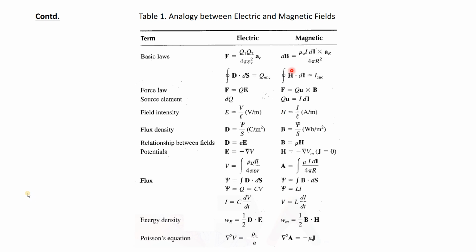We can draw an analogy like that, because suppose we talk about force. The basic law of force: in electrostatics we know Coulomb's law of force. In the magnetic field we also have a similar kind of force, which is called dF. That means the force experienced by a particular conductor when placed in a magnetic field. That will be seen later from Biot-Savart's law.